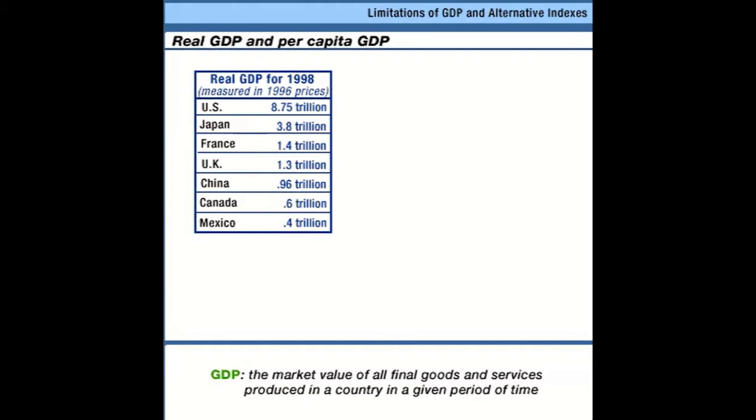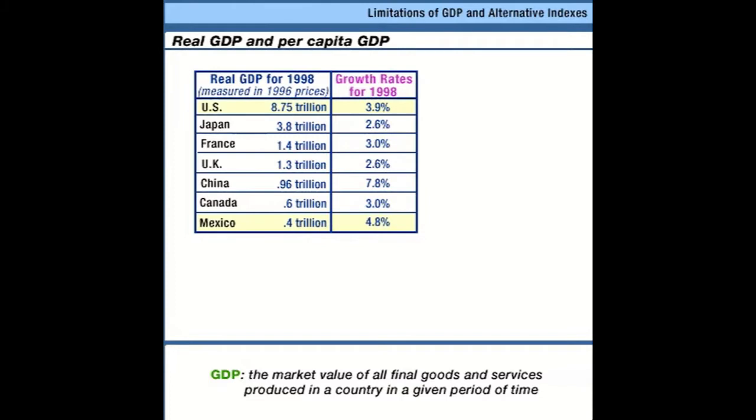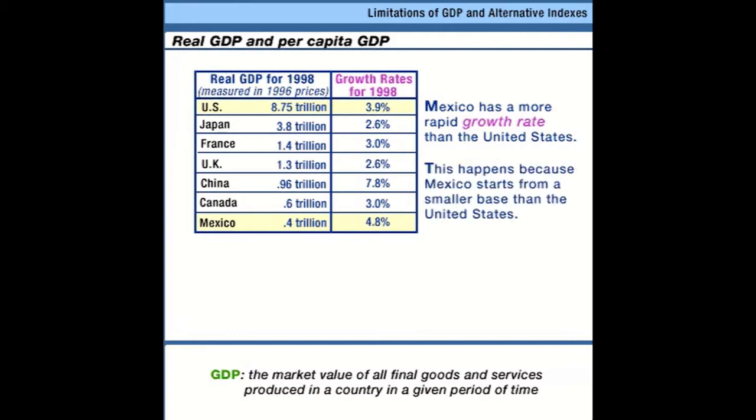The growth rates are now shown in the table, and as you look them over, you immediately notice that Mexico has a more rapid growth rate than does the United States. Well, what does that tell you? What it really tells you is that Mexico's growth rate is more rapid because Mexico is starting from a smaller base. A given absolute change in output in Mexico translates into a larger percentage change because Mexico's starting point is a smaller real GDP than the GDP in the United States. The given change in the United States translates into a smaller percentage.